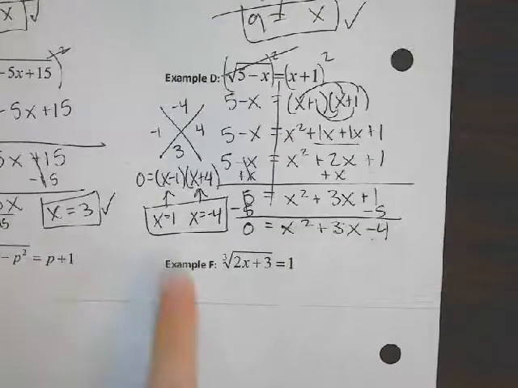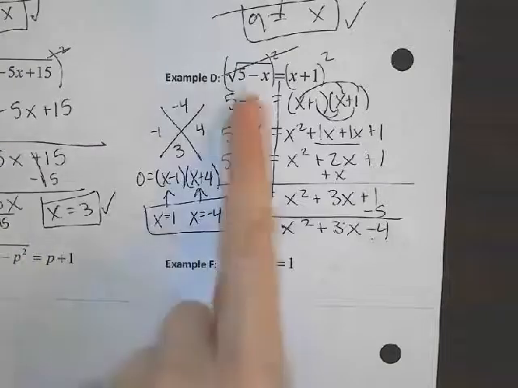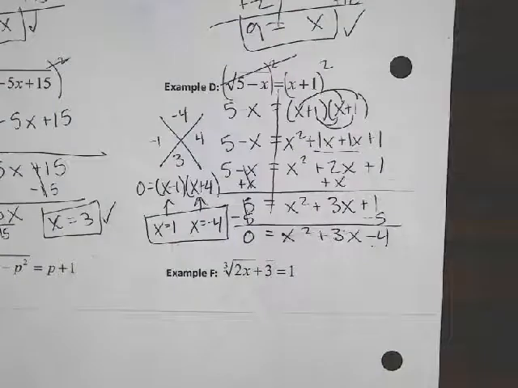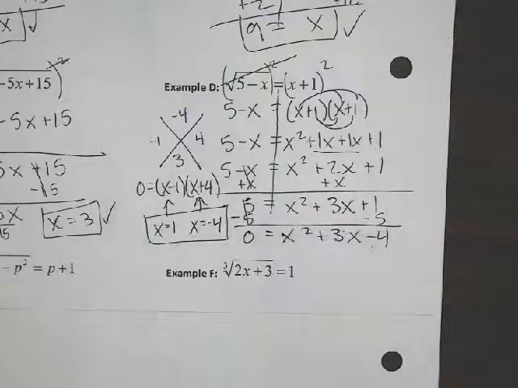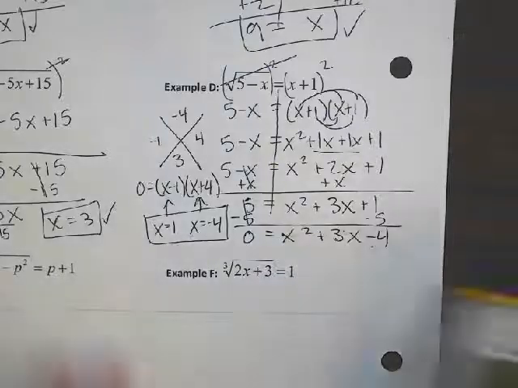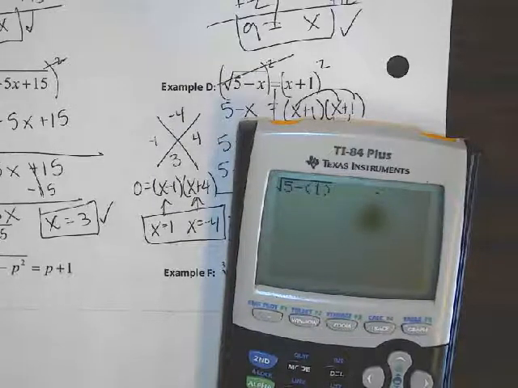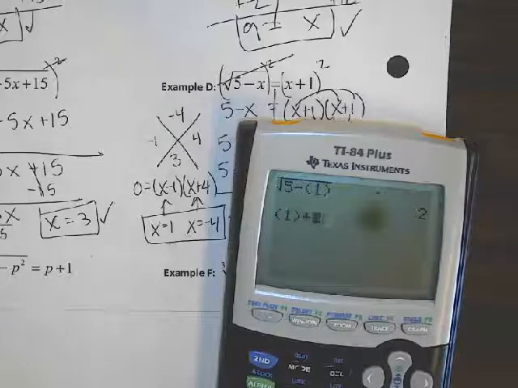All right, so go ahead and plug in 1, guys. Plug in the 1 over here and the 1 over here. See if they're equal. So square root of 5 minus 1, we get 2. And on the right side, 1 plus 1 is 2. So does 1 work? Yes. Okay, clear it. Now let's try negative 4.